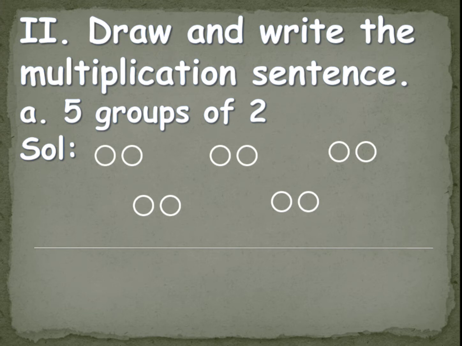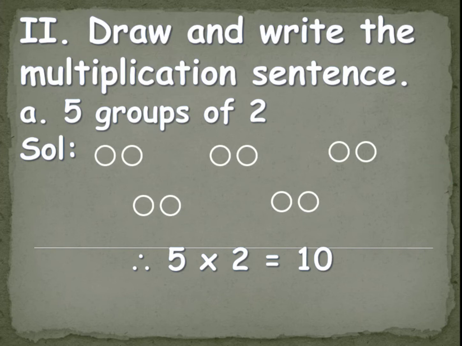And about writing, here 2 is added for 5 times. That becomes 5 into 2, which gives us answer 10. Okay, so in this way you need to draw and write the multiplication sentence. Here also I might ask addition sentence. Draw and write the addition sentence and multiplication sentence. Then what you will write? Addition sentence will be 2 plus 2 plus 2 plus 2 plus 2. Okay, in that way you need to write the addition sentence and also the multiplication sentence. Read the question and then you can do according to the question.